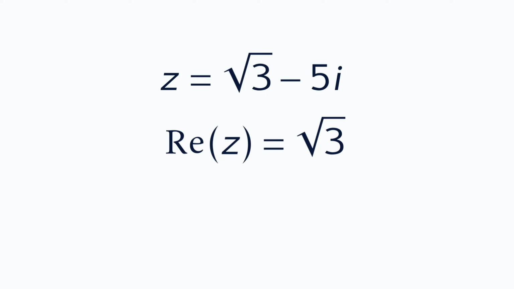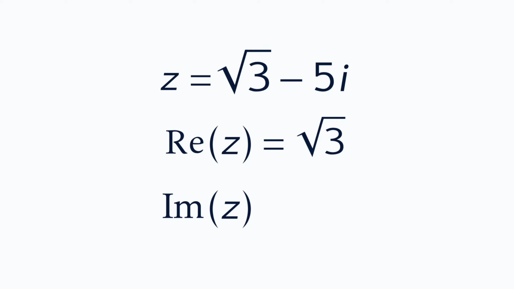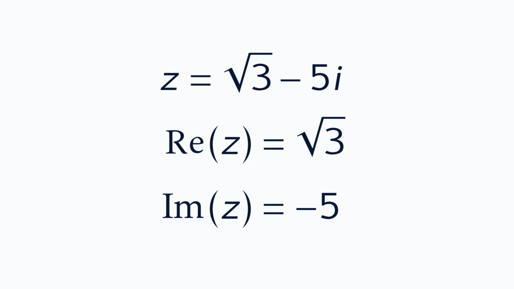Next, you look at the imaginary part. The imaginary part of z equals the imaginary part of the square root of 3 minus 5i, which is minus 5. The real number being multiplied by the imaginary unit is minus 5.